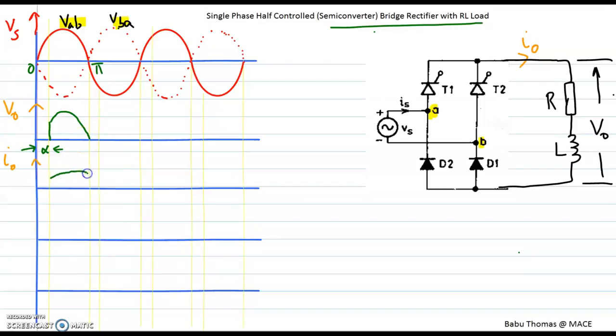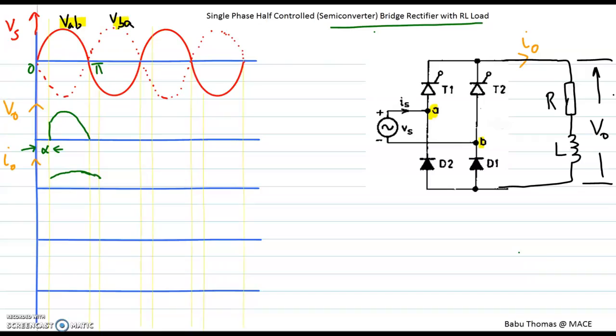And then it starts reducing. Now, it will not reach 0 at the instant of pi. So therefore, the current starts to flow like this. And since the current has not come below the halting current, thyristor T1 will remain in the on condition.